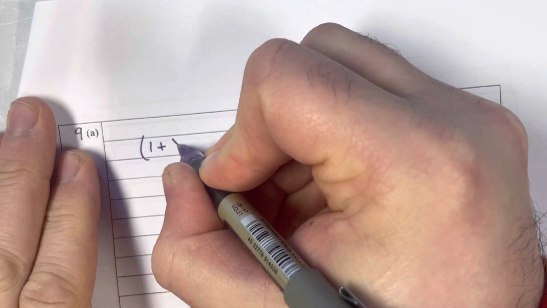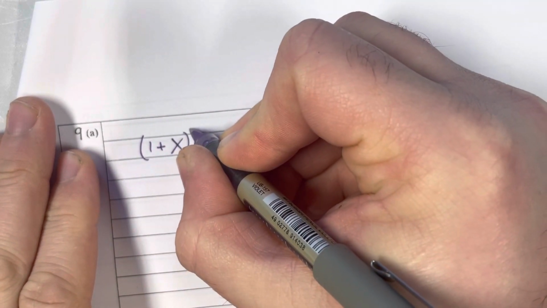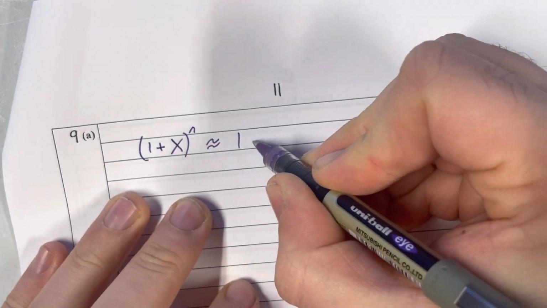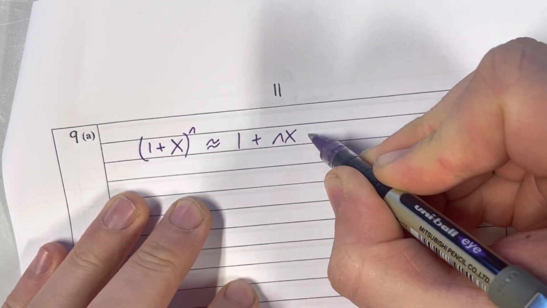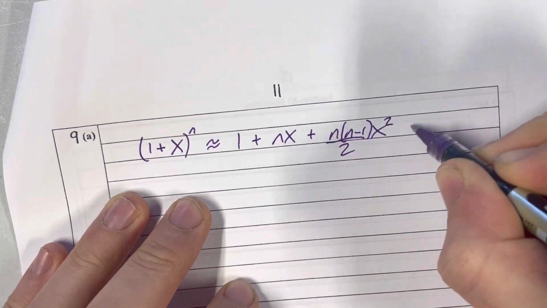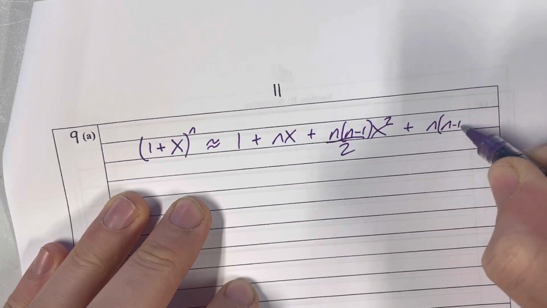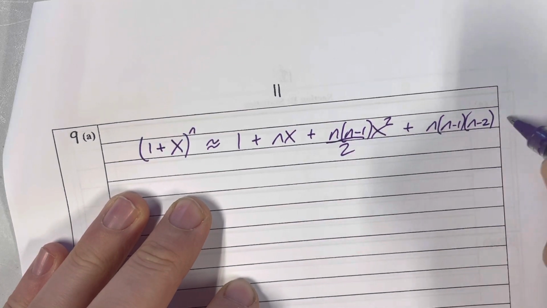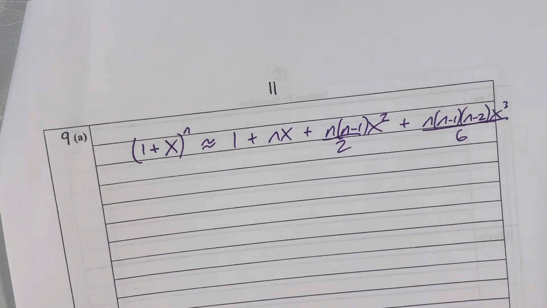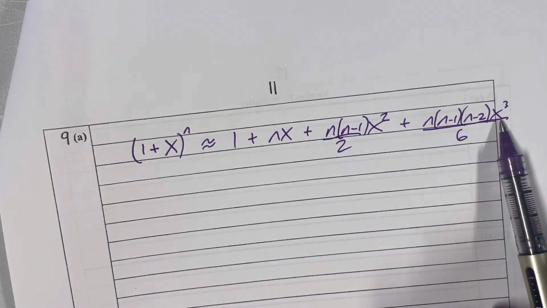Okay, so we are going to use the fact that 1 plus, I'm going to write it as a capital X, to the n, expands to 1 plus nX plus n times n minus 1 on 2 X squared plus n times n minus 1 times n minus 2 X cubed on 3 factorial, which is 6. So that's the binomial expansion for general n up to the X cubed term.